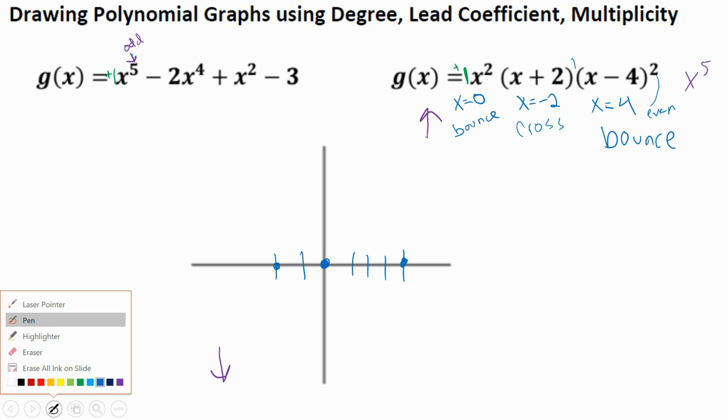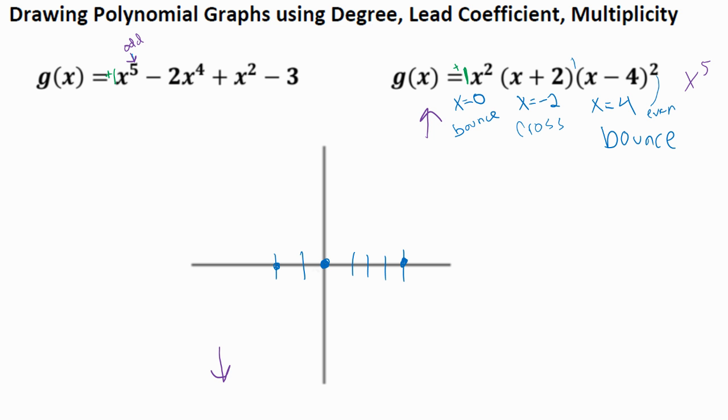All right, and we're just going to go here, and I like to write on there too because sometimes I forget. So we know at 4, it's going to bounce. At 0, it's going to bounce. And then at -2, it's going to cross. So here's what that looks like. We're going to go down. We're going to touch at 4, but we're going to bounce up. We're not going to cross it. We're going to bounce up. We're going to go here. We're going to bounce again, and then we'll cross.